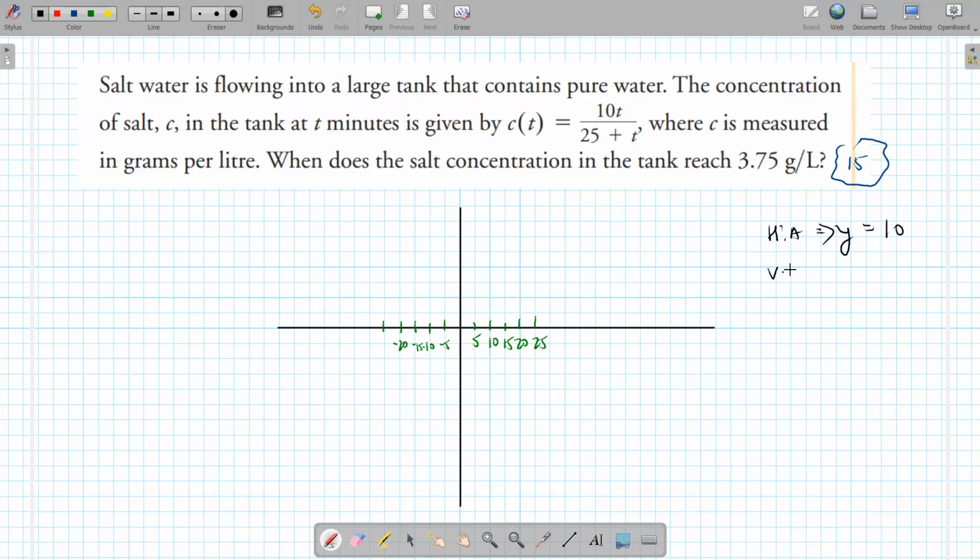Where's the vertical asymptote? To find the vertical asymptote, you set the denominator equal to 0. It's negative 25. So we have these two. Let's make that 10, and negative 25 is down here. So you have this asymptote, and then you have it at 10 as well, like this.